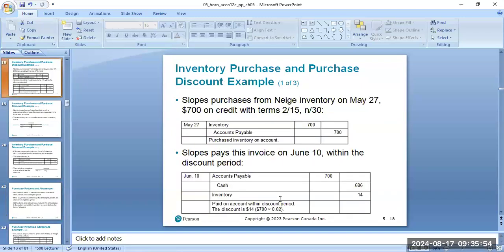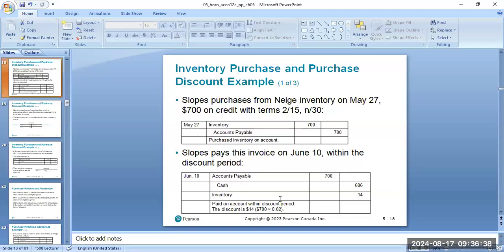So, in our case, the buyer bought inventory from the seller for $700 on credit terms. If the buyer pays within 15 days, they can enjoy a 2% discount. If they miss the 15 days, there will be no discount, so the buyer has to pay the full amount of $700. Let's pretend that the sale happens on May 27 and the buyer pays on June 10.